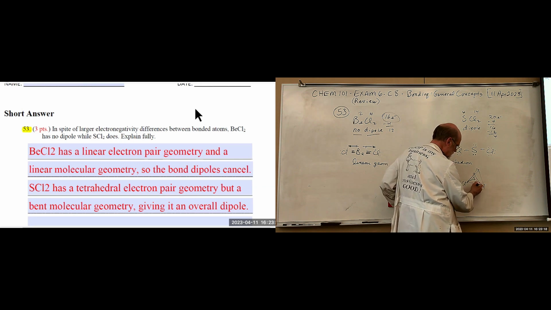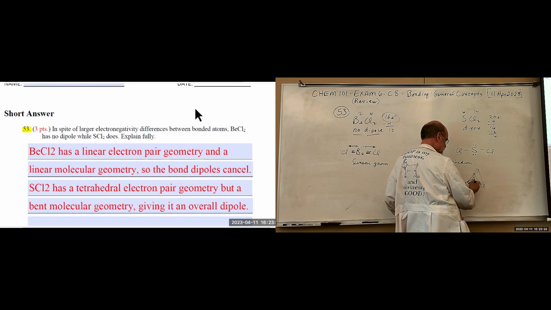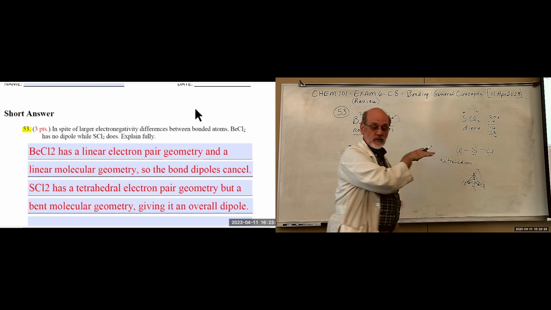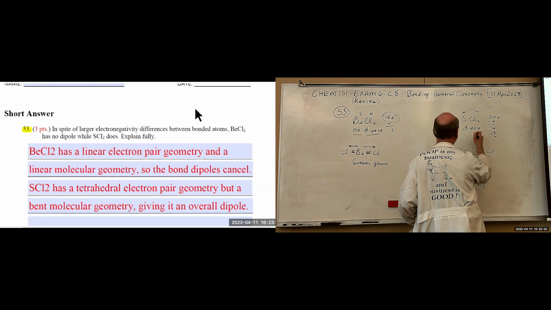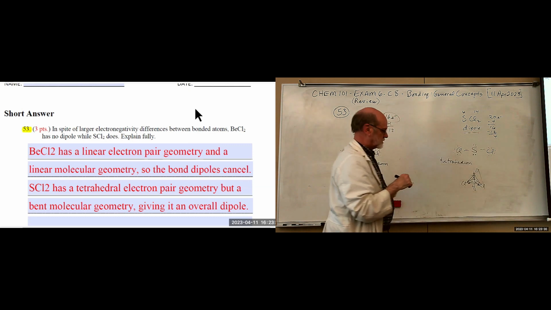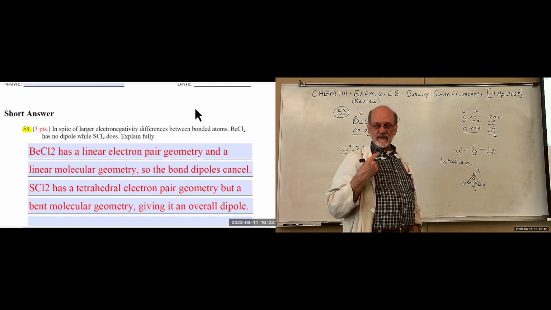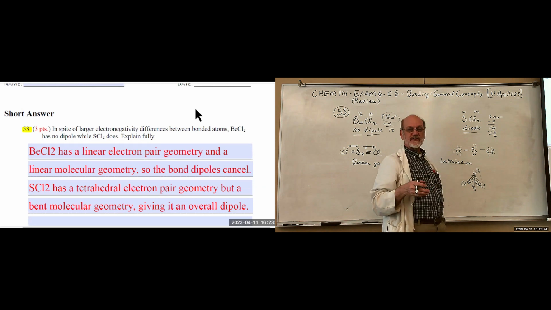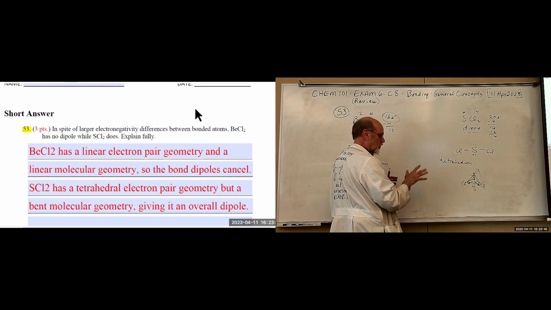And we've got dipoles this way and this way, which means we would expect the overall dipole to be in that direction. That's why this molecule is polar. It has a dipole moment because it has polar bonds, and the polarities do not cancel one another. Okay, for an overall dipole.